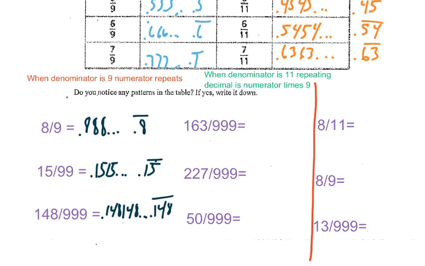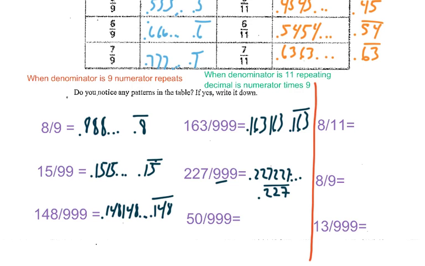163/999. Notice that there are 3 9s on the bottom. There are 3 numbers that are going to repeat in the decimal. That's important, as you'll see in a couple minutes. So that's 0.163 repeating. Keep forgetting my decimal there. Same thing with 227. I've got 3 9s on the bottom. Therefore, 3 numbers are going to repeat, or 0.227 repeating. The reason why I keep saying that is because now look at the bottom one.